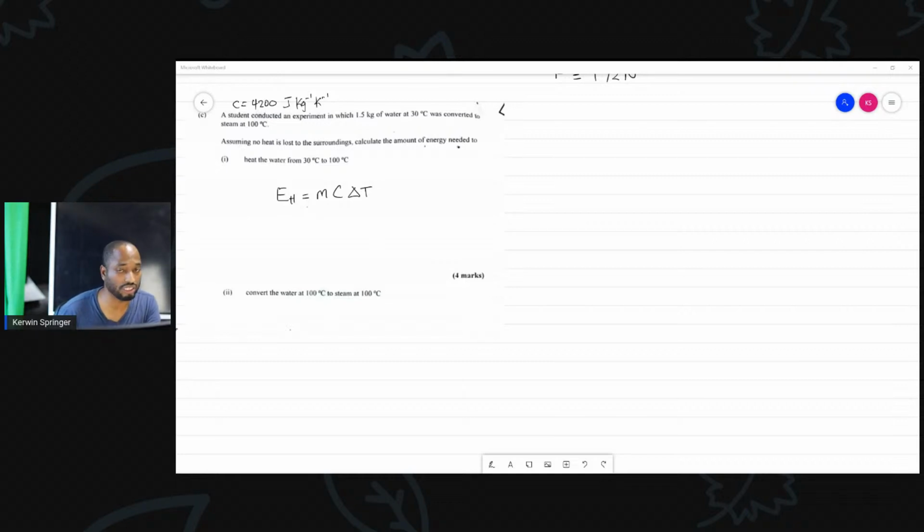So when we're doing this, E is equal to M, which is 1.5, C is 4,200, but that is in Kelvin. So to change to Kelvin, what do we need to do? 30 degrees Celsius is equal to how many Kelvin? That will go there.